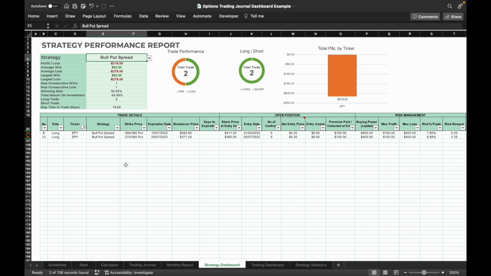So that's all for this video. This is how I trade the credit spread, bull put spread, or bear call spread using my option trading journal.